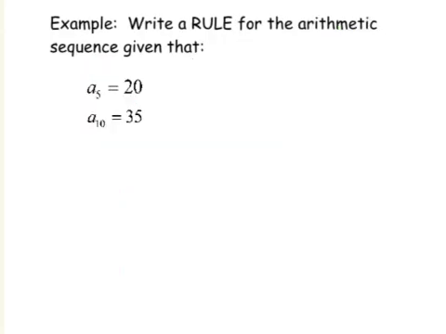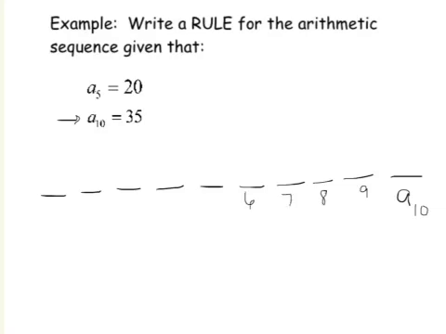Now let's see one last example. What happens when I don't know what D is and I also don't know what A1 is? Well, I need to figure out D. So if I think about this in a common sense way, I know I go up to A10, so I'm going to draw 10 blanks. Here's A10. Here's A9, 8, 7, 6. Here's A5. I have 20 and I have 35 in my sequence. Fourth term, third, 2, 1. So I need to figure out what D is.